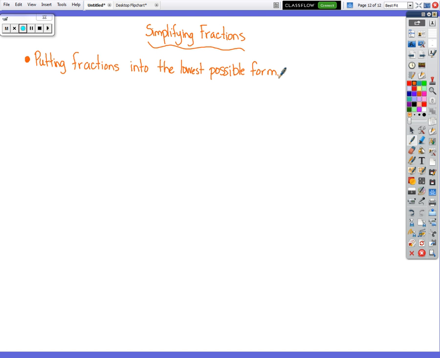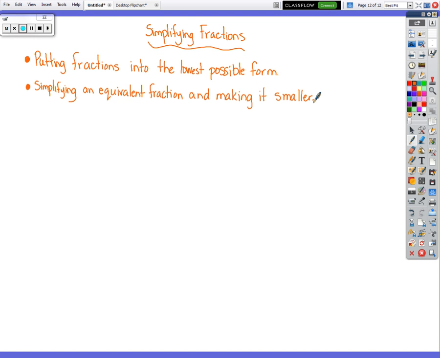Now, a couple of things that you need to remember, that when I say putting fractions, they always are going to be equivalent fractions. So simplifying fractions is taking an equivalent fraction and making it smaller. So when you think about it, we will never be multiplying, because when you multiply something, you make it bigger. So whenever we are simplifying fractions, we're making it smaller, so we will be dividing.